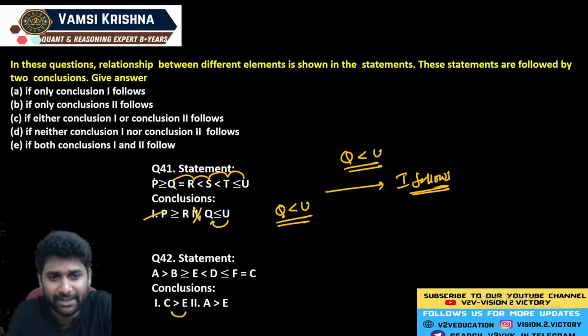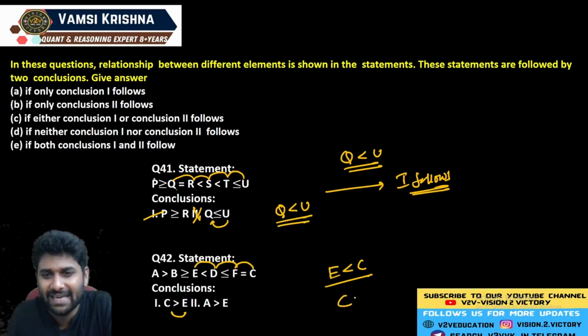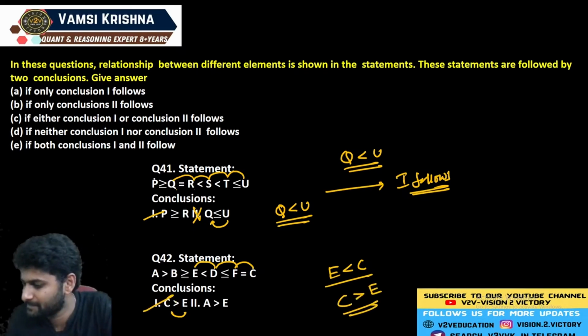Now see one here. C to E. C to E. C to F. F to D. D to E. So definitely E is less than C, guys. E is less than C means definitely C is greater than E. So one is the right one.